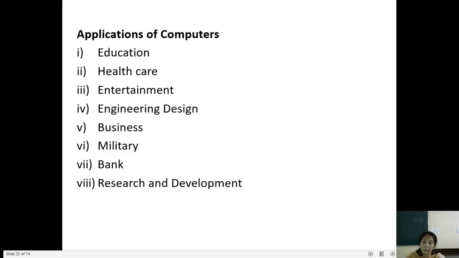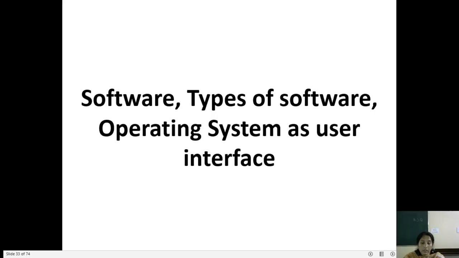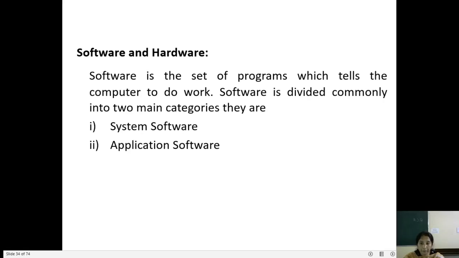And also in case of business strategy, it helps to do online business. And in case of defense, it helps the user to make use of weapons. When we come to the banking sector, it helps a lot. Nowadays we can use online banking with the help of the computer. And research and development, you know very well, it's working successfully. These are certain applications. Let's understand operating software, types of software, operating system, and user interface.